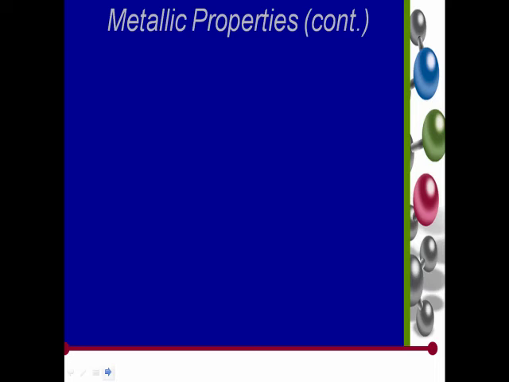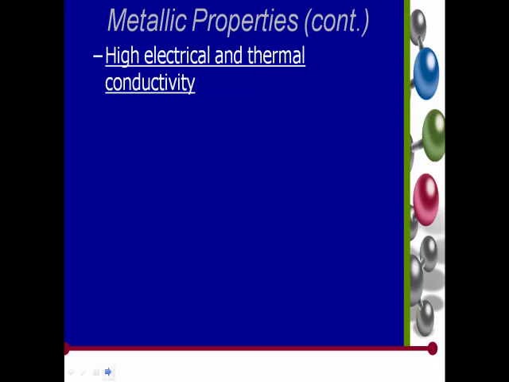The other properties we've talked about of metals is that they have high electrical and thermal conductivity. Remember that in order for something to be conductive, you have to have charged particles that can move. In this case, the fact that those electrons are moving around because they don't belong to one atom creates that.